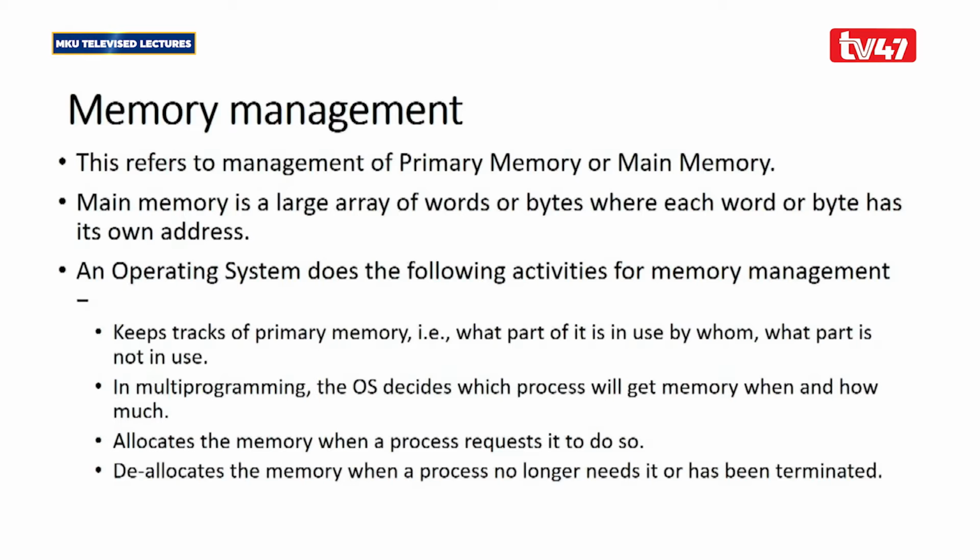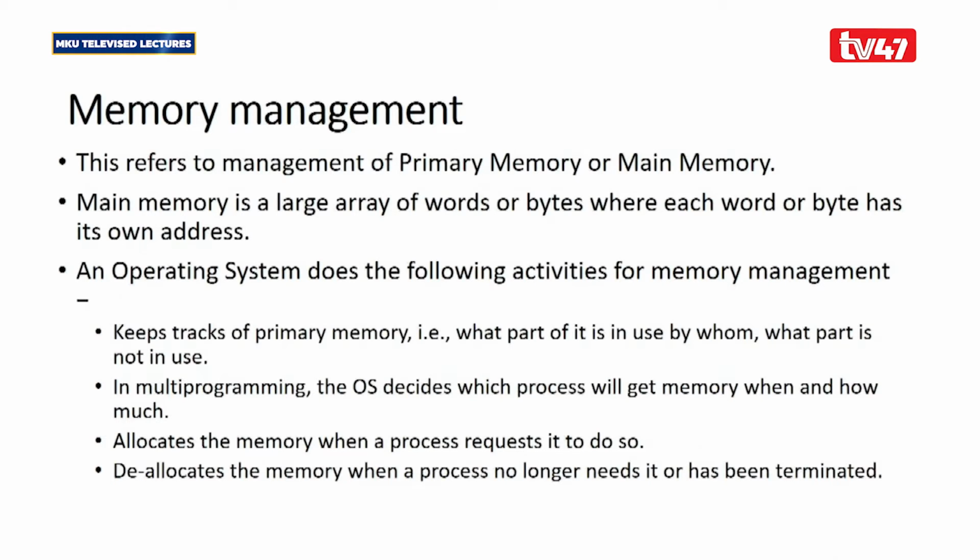Then the next thing is that it also decides which process gets memory, and when and how much. Each of the processes, as they are being executed, requires some memory for execution. So it's the job of the OS to allocate memory to different processes, for how long and what amount of memory. Then it also allocates memory when a process requests it. As a process is running, it may request some memory, and it's the role of the operating system to allocate it as they request.